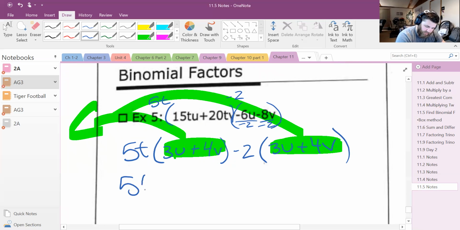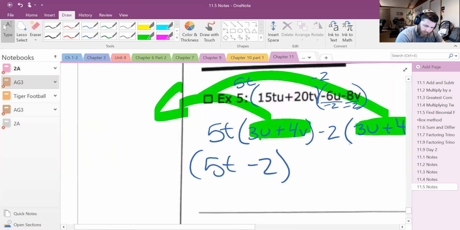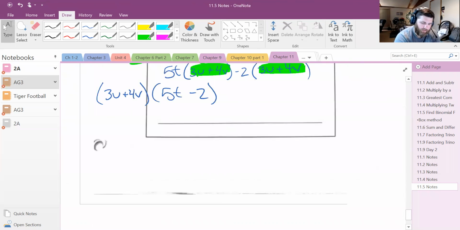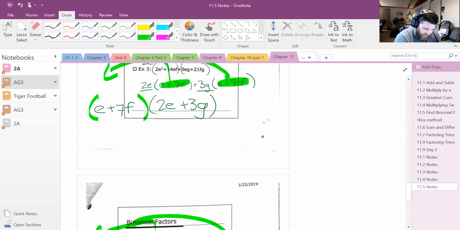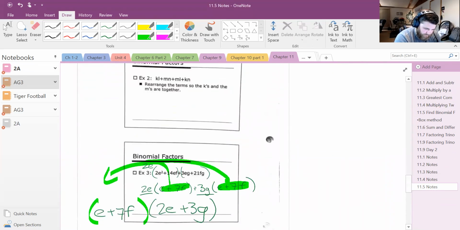Okay, so that's good. On this side, we pulled out 3u plus 4v. Those all came out clean. I was worried we'd have to rearrange some in there, but I didn't want to do them anyway. These are all nice and clean.